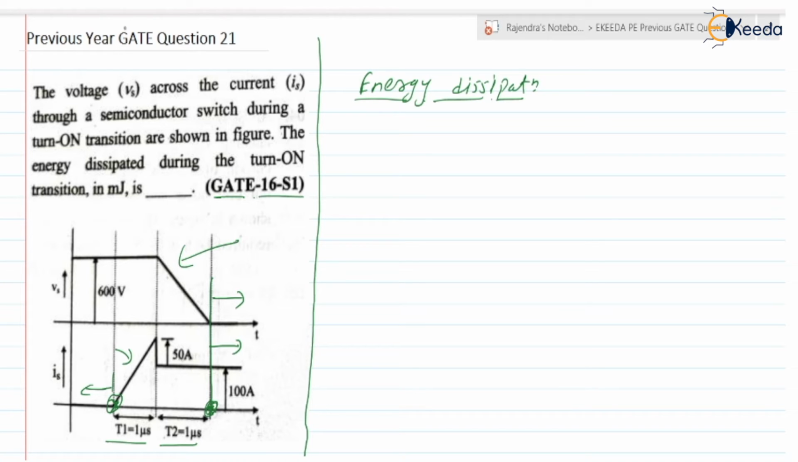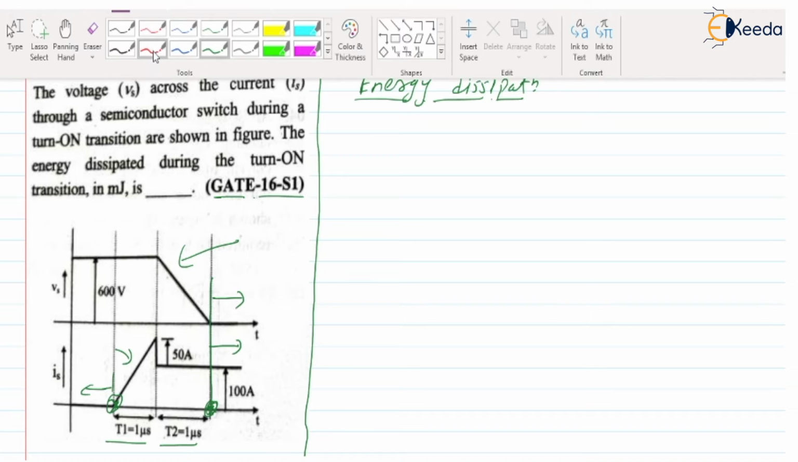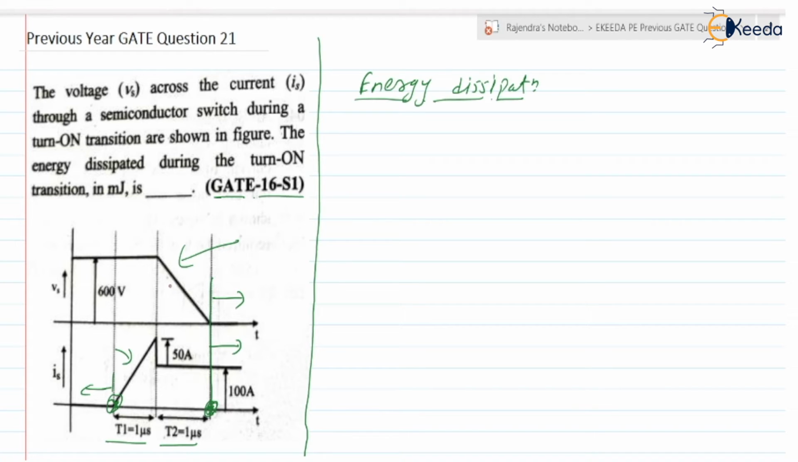Similar to the previous examples, we have already discussed this type of example. What is the expression for this curve? Initially it is 600 and after that the slope is negative, so we can write it as 600, the initial value, minus the negative slope. The negative slope is the change in the voltage, that is 600, divided by the change in the time, that is t2. So we can write it as 600 divided by t2 into t. This is the expression for this waveform.